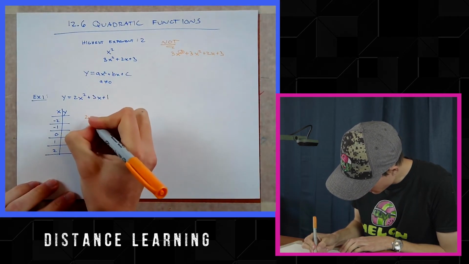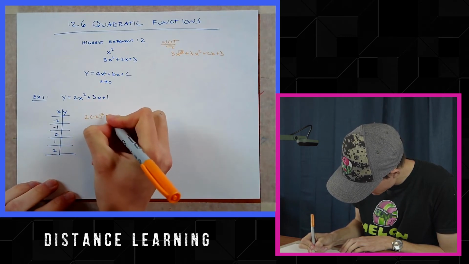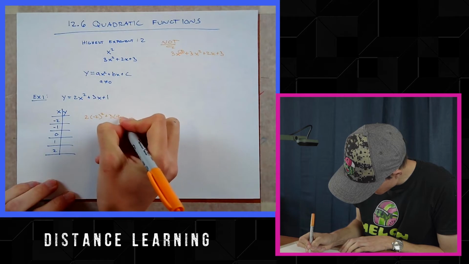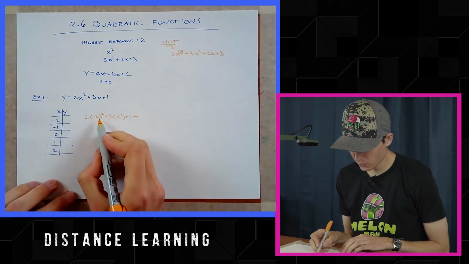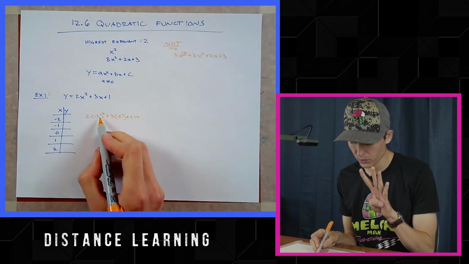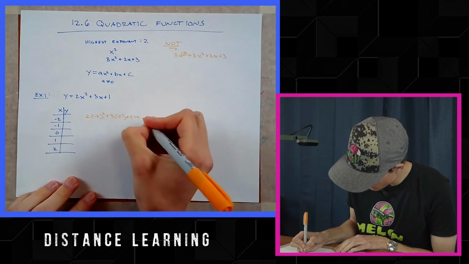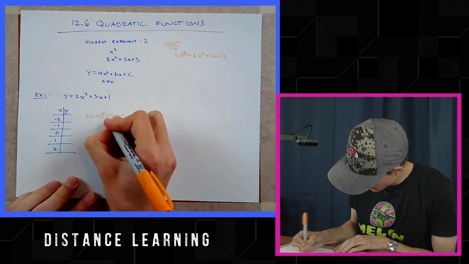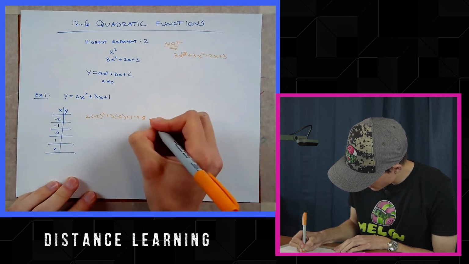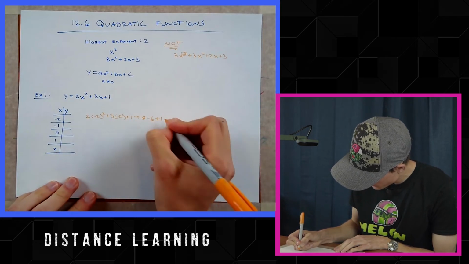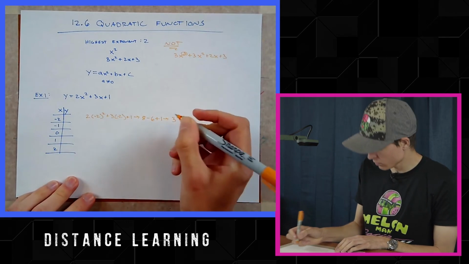So anywhere there's an x, I'm going to plug in negative 2. And you just have to be careful that you don't make any mistakes with your negatives. Negative 2 squared is positive 4, because negative 2 times negative 2 is 4. 4 times 2 is 8. 8 plus 3 times negative 2, that's negative 6. So 8 minus 6 plus 1. 8 minus 6 is 2, plus 1 is 3.